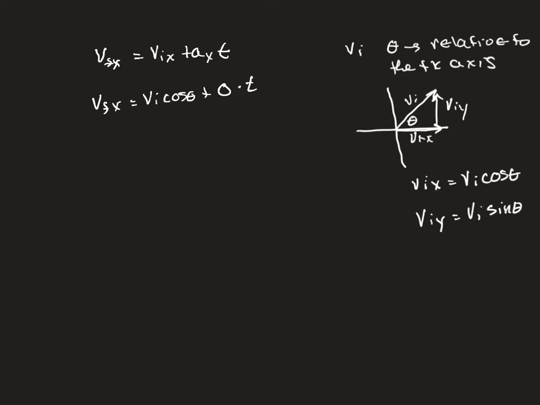This means that anything times 0 is 0, so velocity final in the x is going to equal velocity initial times the cosine of theta. And we already knew this, and I wrote this down on the previous slide, the idea that the initial and the final velocity in the x direction are exactly the same because the acceleration is 0.